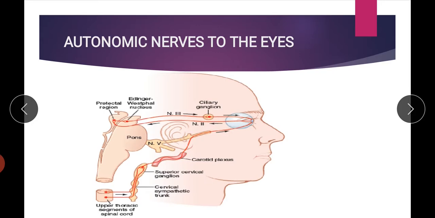As you can see in this figure, this is the Edinger-Westphal nucleus, the visceral nucleus of the third cranial nerve, from which the preganglionic parasympathetic fiber arises and terminates in the ciliary ganglion. This is the ciliary ganglion, which is situated just posterior to the eyeball. From here the postganglionic parasympathetic fiber arises and supplies the circular muscle, or sphincter muscle, of the iris, as well as the ciliary muscles. So this is about the parasympathetic innervation.